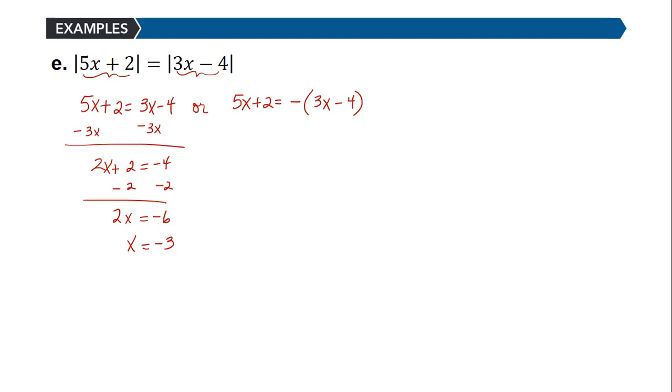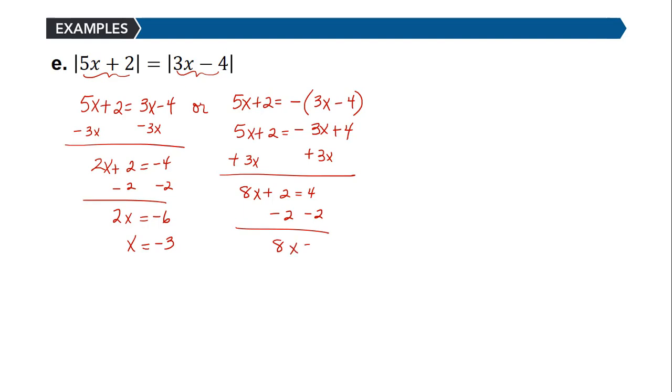Or the second equation, we have to first distribute the negative 1 on the right side to get 5x plus 2 equals negative 3x plus 4. And so we would have to add 3x to get 8x plus 2 equals 4, and then subtract 2. So 8x is equal to 2, and then divide by 8, which is 2 divided by 8, or simplified as 1/4. So my solution set would be negative 3, 1/4.